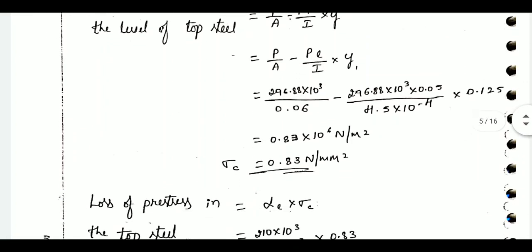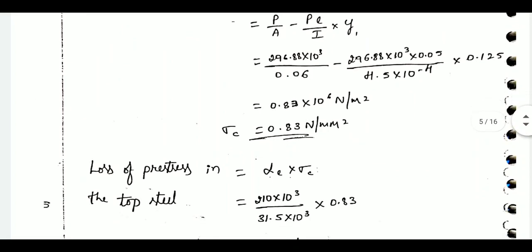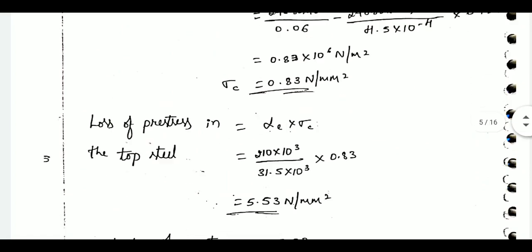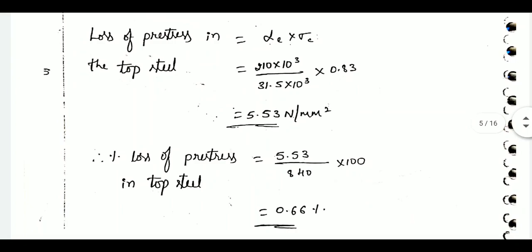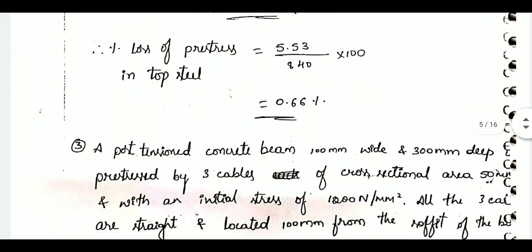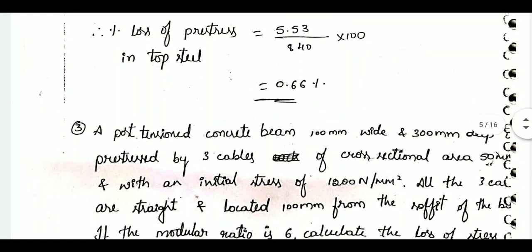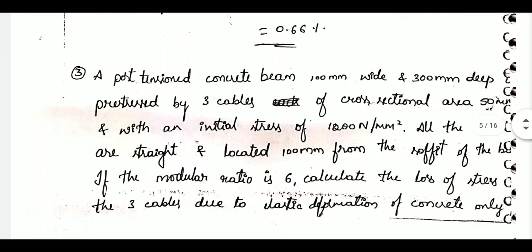Okay, so this is sigma C. Again, the procedure is the same. We have modular ratio into sigma C, and the percentage loss. Next, we'll move on to the next problem.